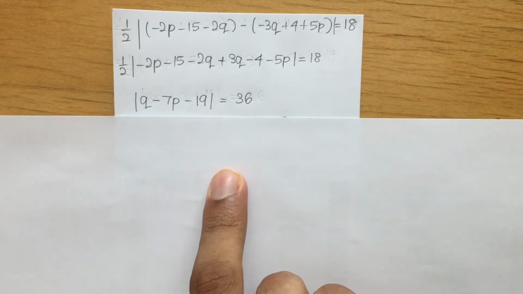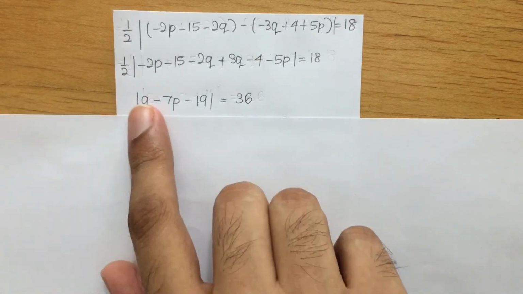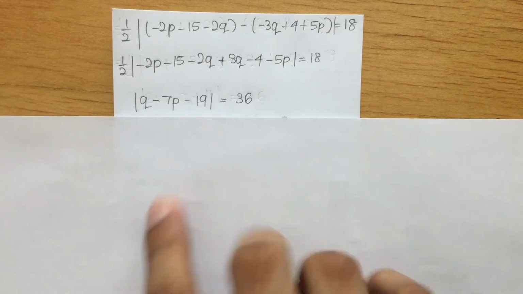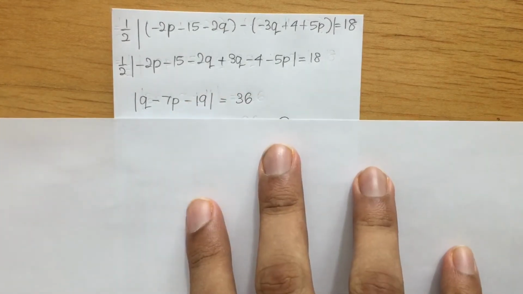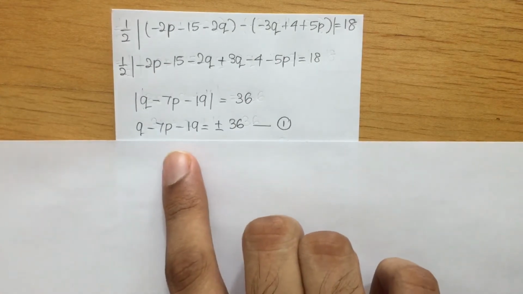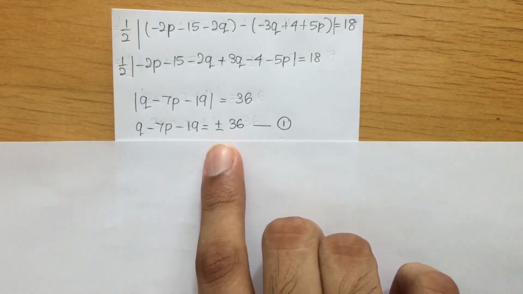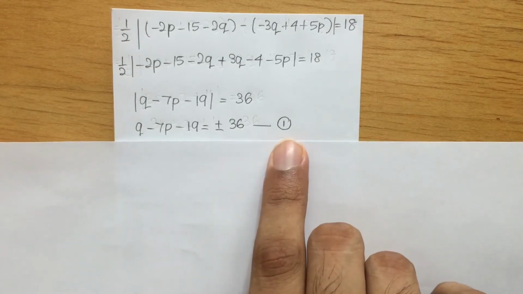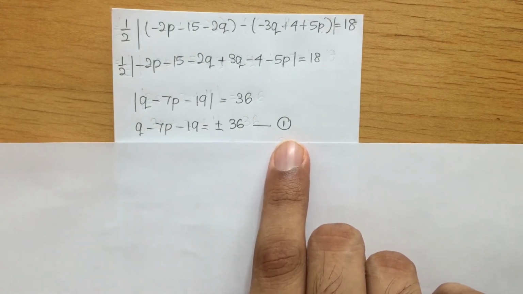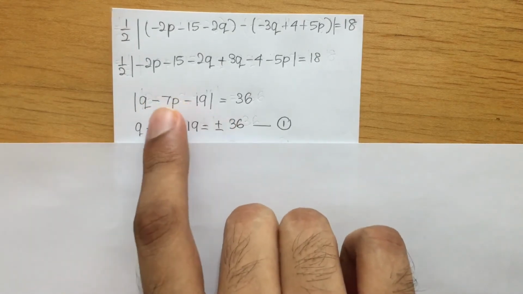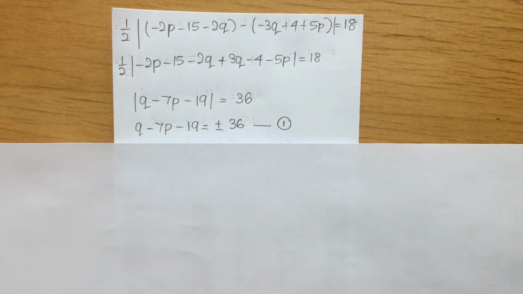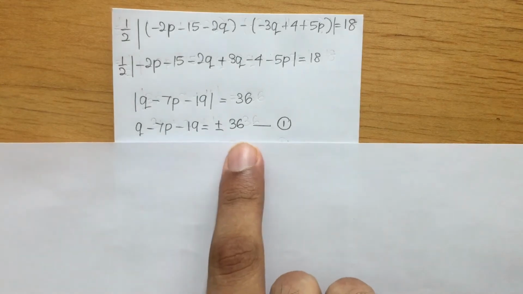Okay, we are very close to form our very first equation. So since this is a modulus, so what we're going to do is we're going to bring it to the right hand side. So when you bring it to the right hand side, so q minus 7p minus 19 will be equals to plus minus 36. So this will be your first equation, guys. So please take a note over here. Why there's a plus and minus? So your answer inside here can be a positive value or negative value. If it's a negative value, it will be automatically convert into a positive value. That's why you have a plus minus 36 over here.